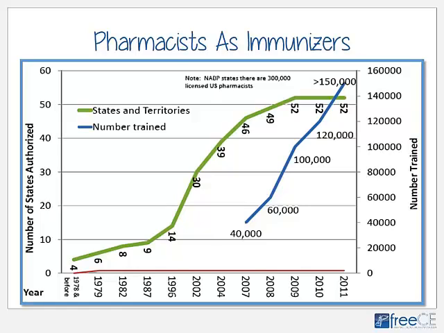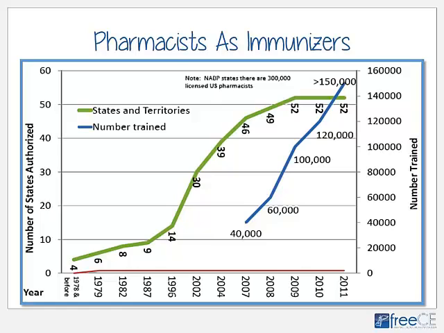So just to orient you, the number of states that allow pharmacists to provide immunizations is on the y-axis on the left-hand side of your graphic. The right-hand side of the graphic contains the number of pharmacists that are trained, and the year is on your x-axis. The number of states and territories that allow pharmacists to provide immunizations is shown in the green colored line, and the blue colored line is the number of pharmacists that are currently trained.